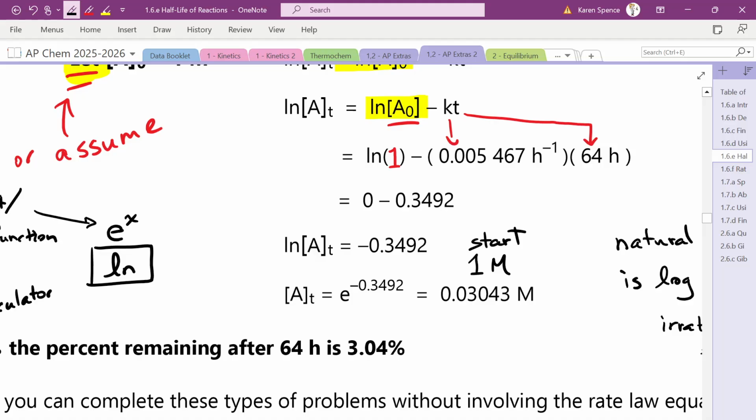that is 3.04%. I think this one would have been better to do with just percentages than molarity, because then it would spit out a percent and you wouldn't have to convert your molarity to a percent. So I think you can just do it with percentages.